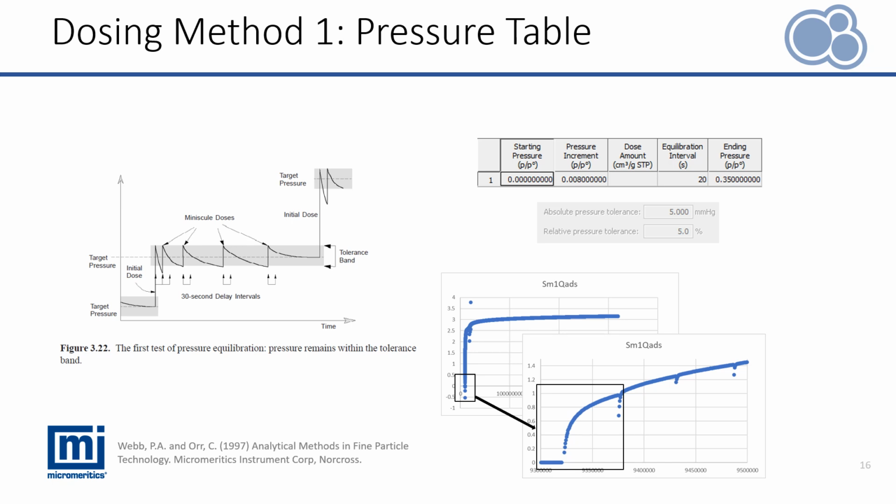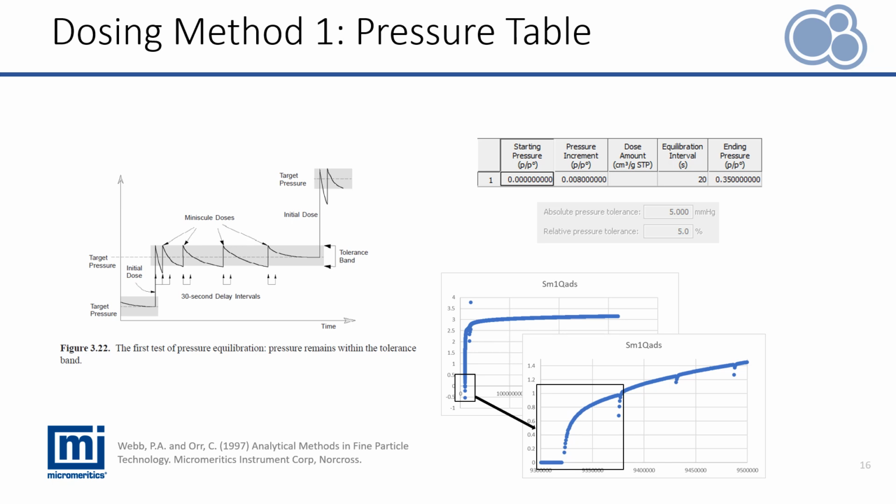Using this dosing technique, the transient data will typically look like the graph on the bottom right. Zooming in to see the several minuscule doses expressed in quantity adsorbed against time, we can see that another dose is made before the first dose reaches the equilibrium, which will show as a plateau on this graph. This reflects the nature of this dosing technique to prevent the pressure falling below the user-defined tolerance band.